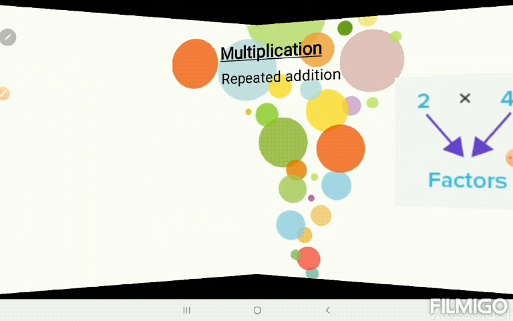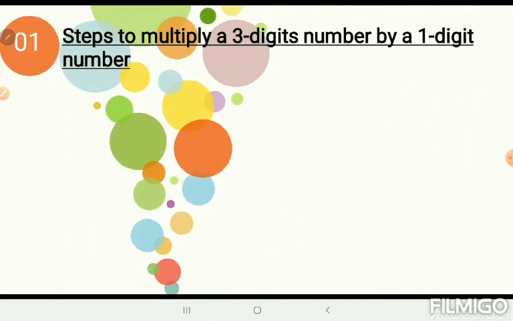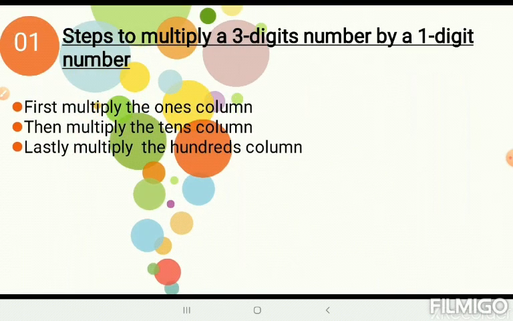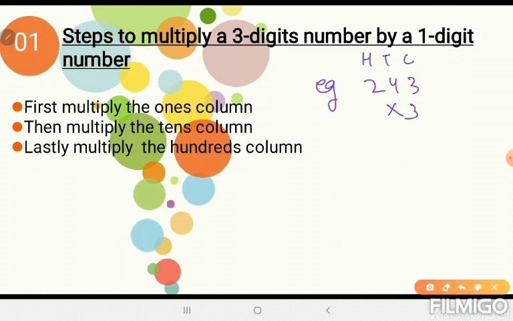Now let's see some simple steps to multiply a 3-digit number by a 1-digit number. The first step is to multiply the ones column, then multiply the tens column, and lastly multiply the hundreds column. For example, we take the number 243 multiplied by 3. Hundreds, tens and ones.